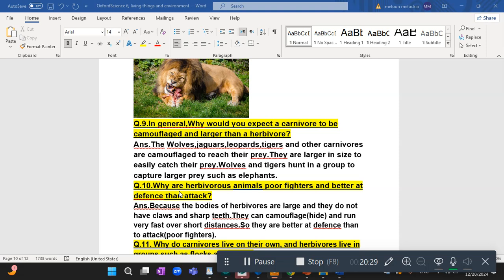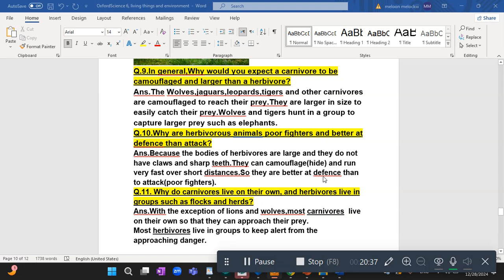Question 10. Why are herbivorous animals poor fighters and better at defense than attack? Answer. Because the bodies of herbivores are large and they do not have claws and sharp teeth. They can camouflage, hide, and run very fast over short distances. So they are better at defense than to attack. That's why they are poor fighters.